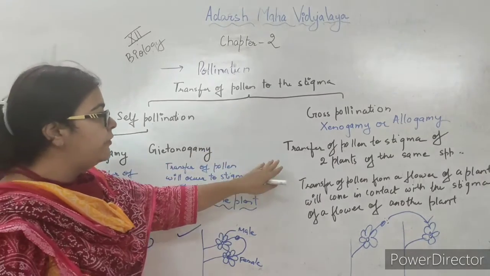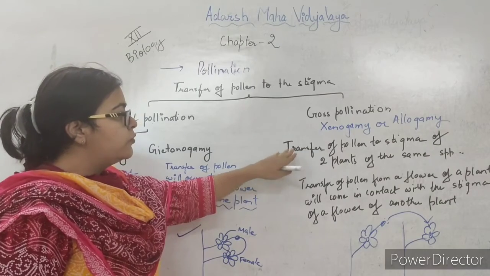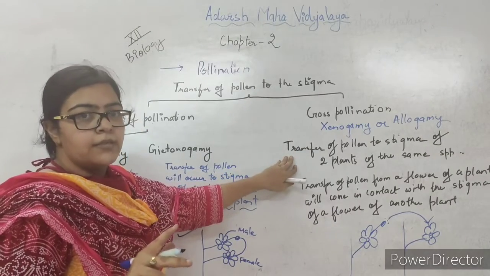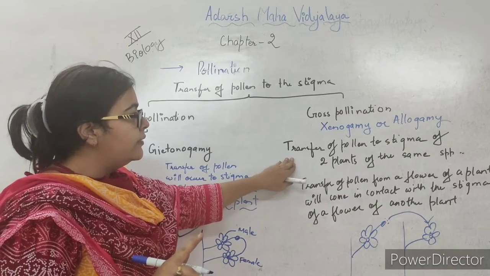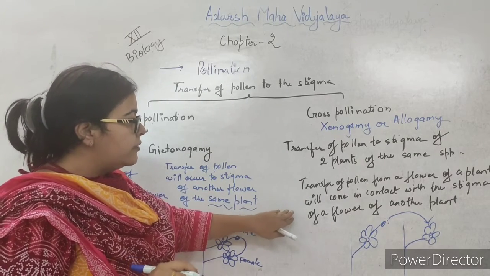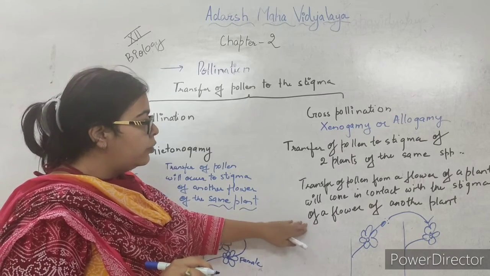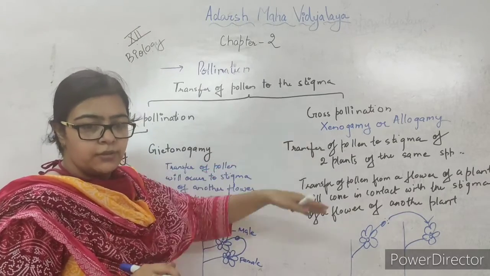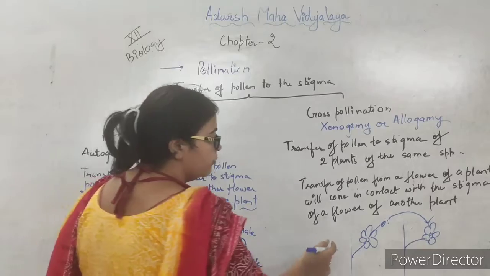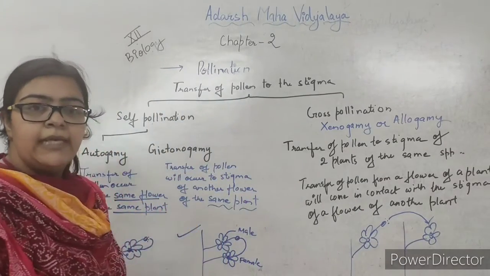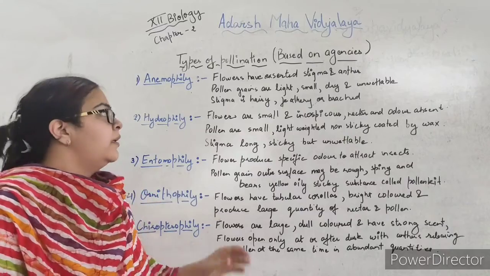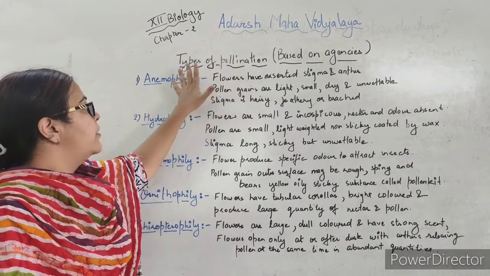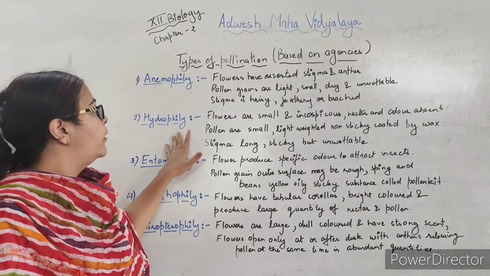And in cross-pollination, we have transfer of the pollen to the stigma between two plants. So there will be necessity that the pollen will be shed from one plant and it will go on the stigma of the other plant, and that will be cross-pollination. Now we can say that when the pollen has to move to another plant, there will be requirement of some agencies. These are various agencies which will help in pollination.